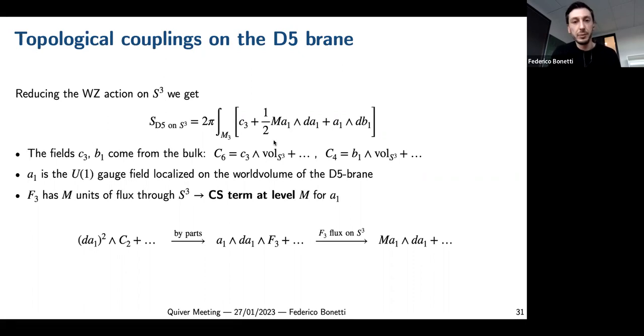We don't have to go through the whole computation, but here at the bottom, I'm just flashing real quick how one can see that this is plausible. Namely, if you expand the topological terms, some of them will look like this, dA1 squared with C2, and then it's essentially just a game of integration by parts, recalling that there was a flux of m units of F3 on the 3 sphere, and that is the origin of this term.